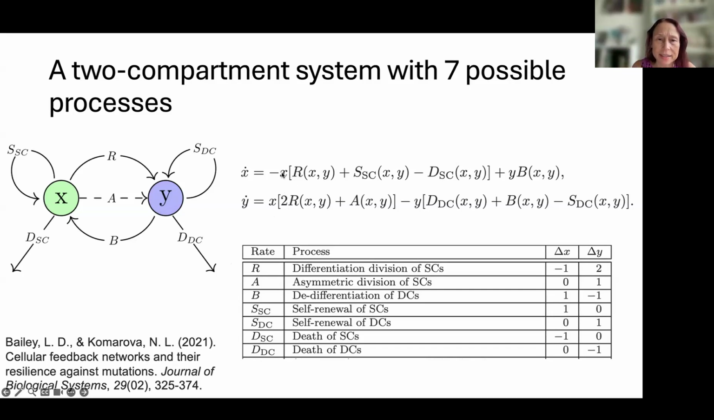That's why we have X, the number of stem cells, that appears in front of all the rates associated with the actions of the stem cells, and Y, the number of differentiated cells, appears in front of its own rates. So let me talk a little bit about the system.